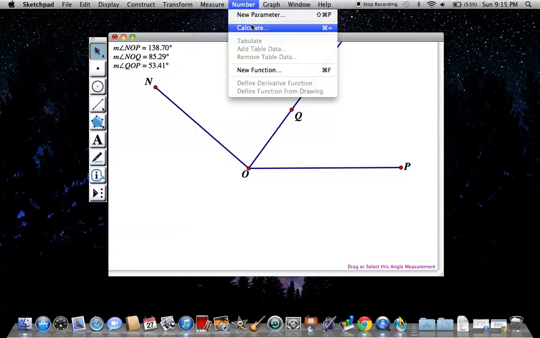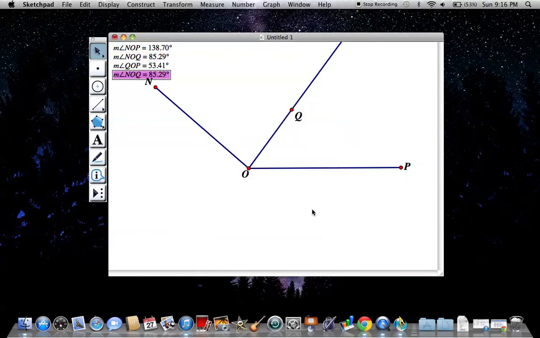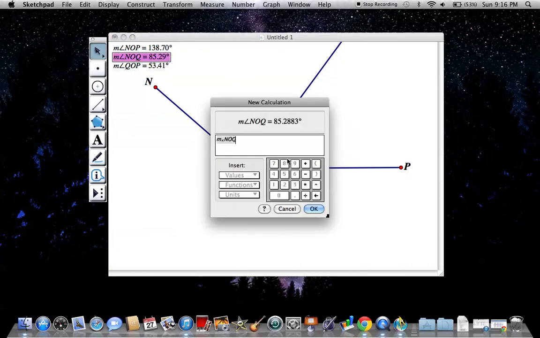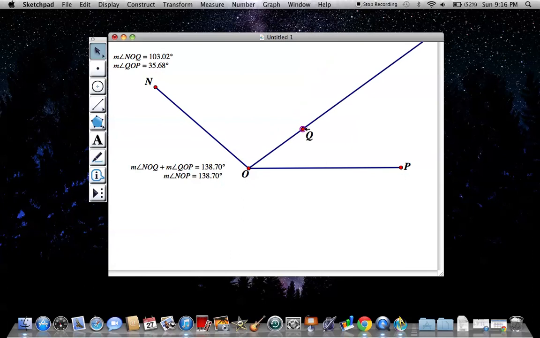Now if I look at the relationship between those two, I take the one angle, number, calculate, I take this angle and add it to the other one. And there you go. I have the two individual angles adding up to the sum of the total big one. So if I move this and see the total when I add the two angles together, it never changes from the total of the NOP angle.